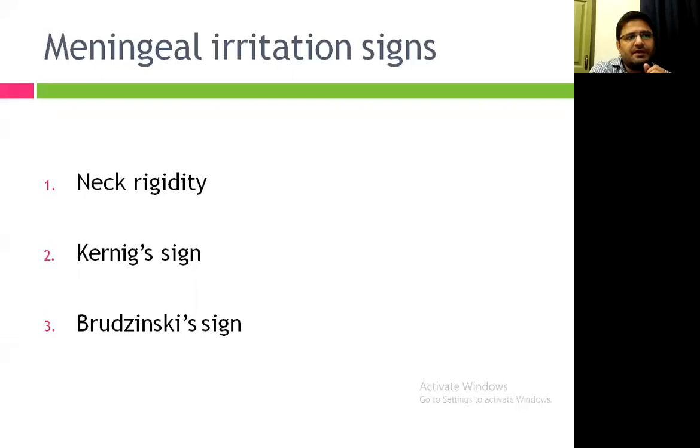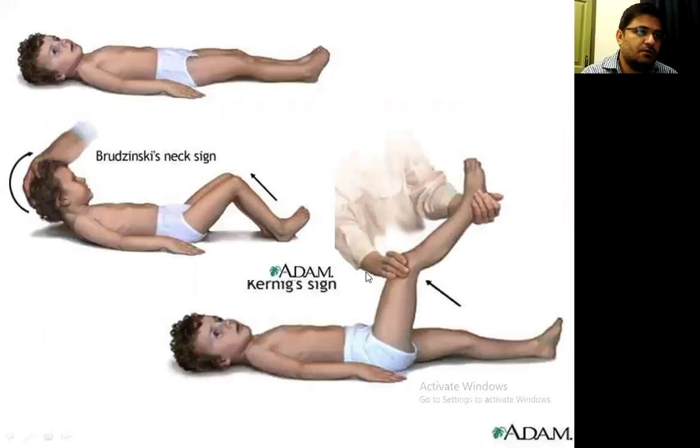Meningeal irritation signs include neck rigidity, Kernig sign, and Brudzinski sign. If you want to ask any question, you may drop a message in the chat box. So here you can see Brudzinski sign and Kernig sign as well.